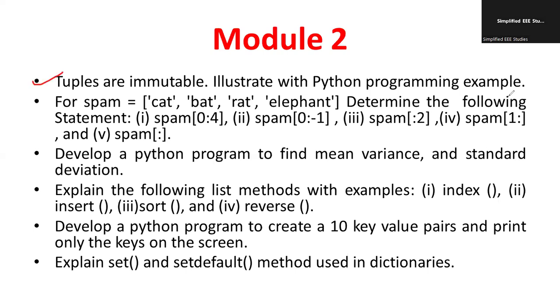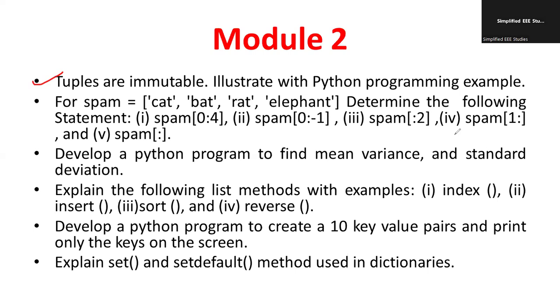You can apply any kind of method like extend or append. If you go for extending or appending, obviously you will get an error, a traceback error. So consider a tuple and apply any kind of method such as deleting or remove. If you apply, you will get a traceback error. That means the tuple is immutable whereas list is mutable.